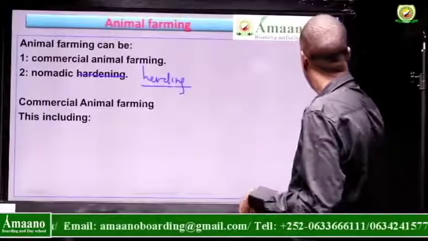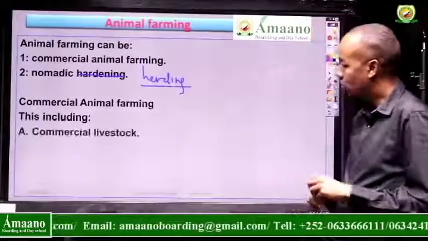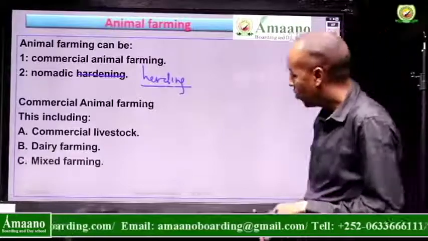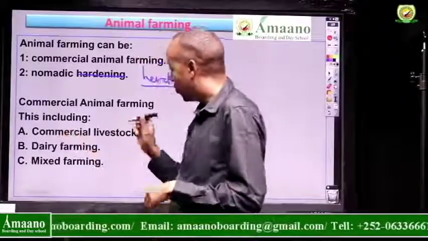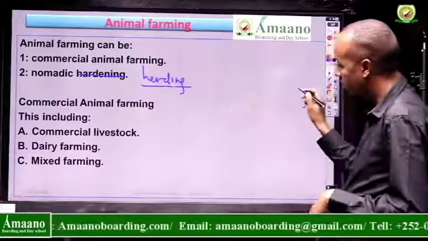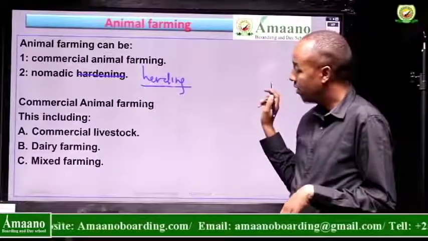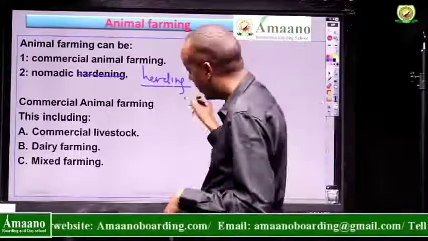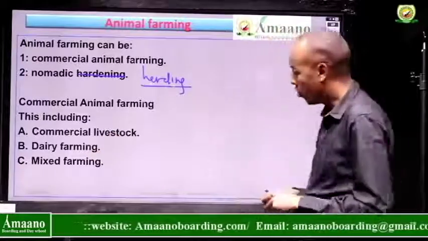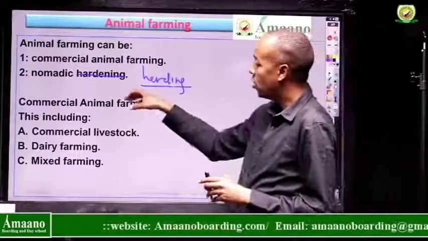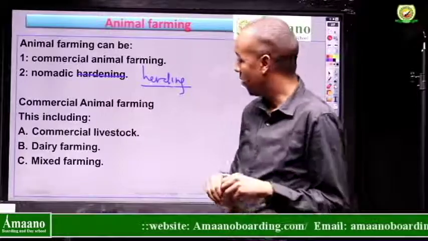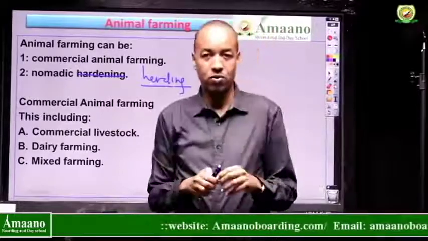Commercial animal farming includes commercial livestock farming, dairy farming, and mixed farming. In commercial livestock farming, for example, you are selling the meat and the hides. Dairy farming is for the milk, and mixed farming is both of them. For more information, inshallah, we will go deep into each one with examples.